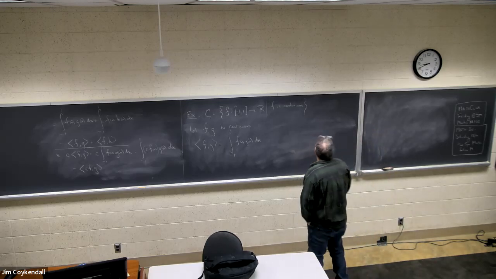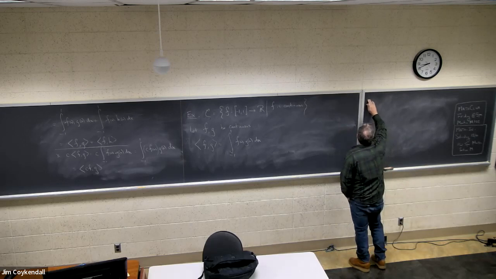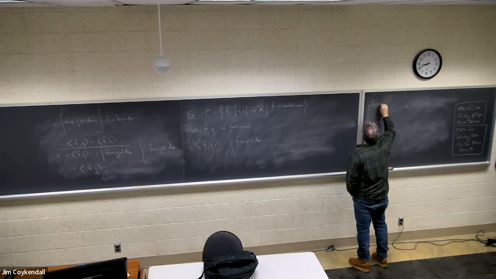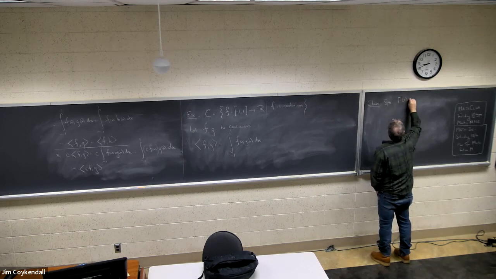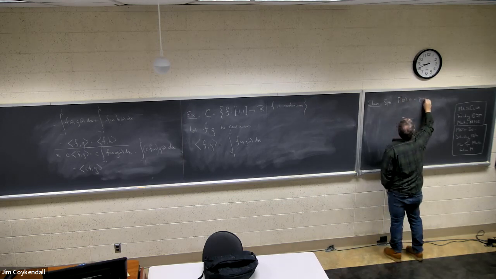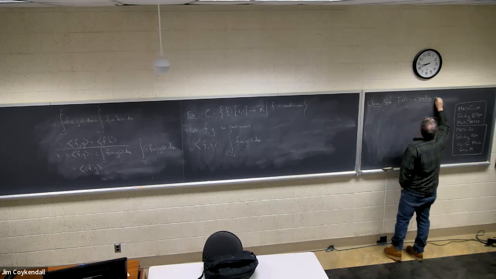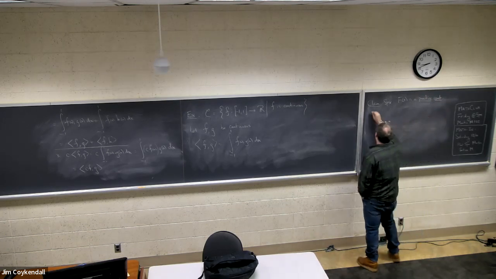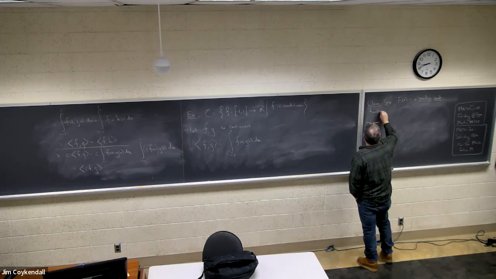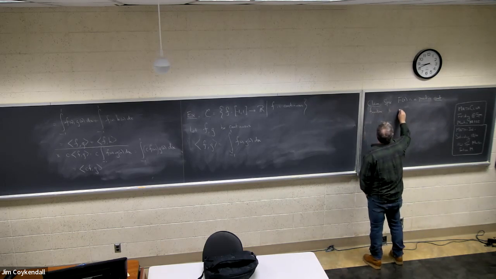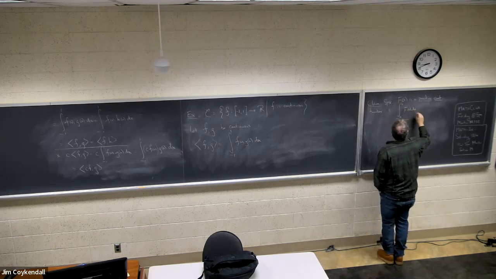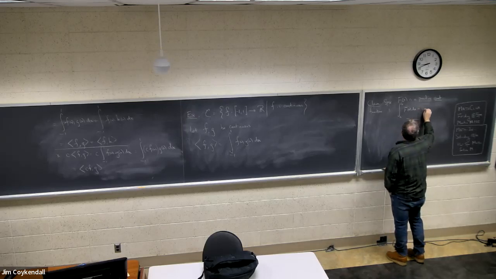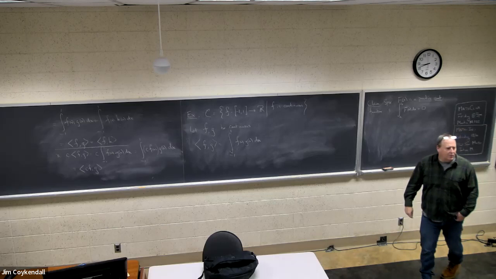Let me, in preparation for this, do a side step here. Claim. Suppose capital F of x is a positive continuous function. And the integral from a to b of F of x dx is equal to 0. Anybody know what conclusion we can make?